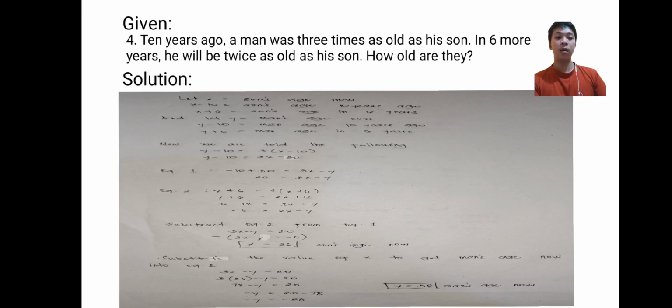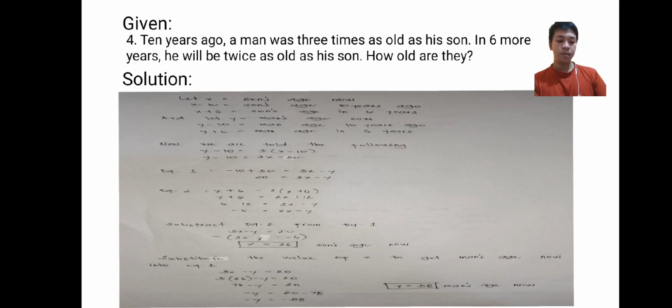Now we are told the following. y minus 10 is equal to 3 times (x minus 10). So y minus 10 is equal to 3x minus 30. So equation 1 will be negative 10 plus 30 is equal to 3x minus y. Therefore, 20 is equal to 3x minus y. So equation number 2 will be y plus 6 is equal to 2 times (x plus 6). y plus 6 is equal to 2x plus 12.